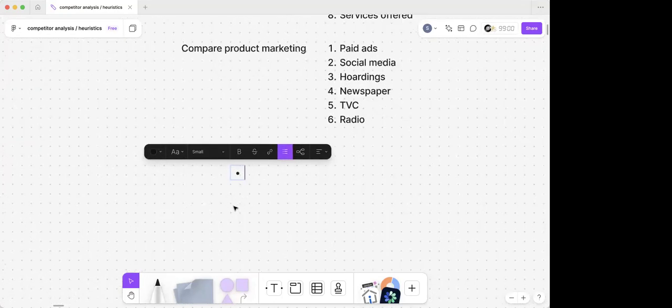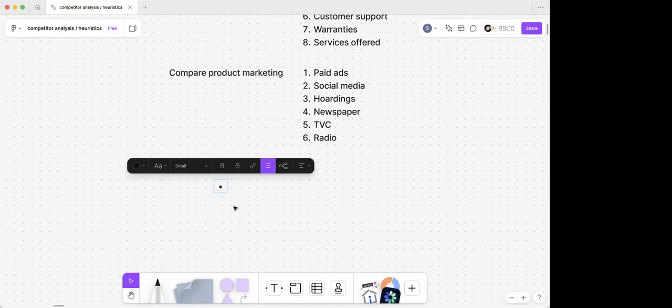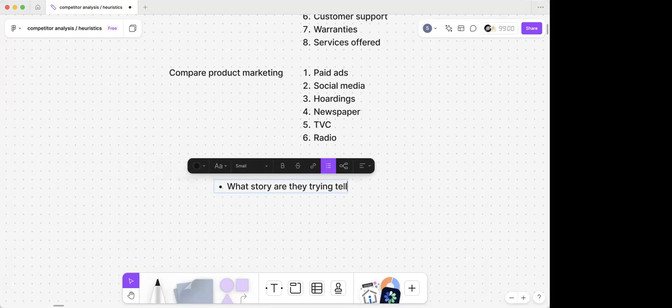After collecting all the information, I would really like you guys to answer some questions, so that you understand whether you have done the research properly or not. First of all, the first question that you should answer for yourself. You don't have to document this and put it in your case study. This is just for your analysis. What story are they trying to tell?